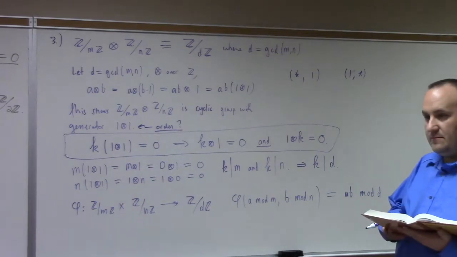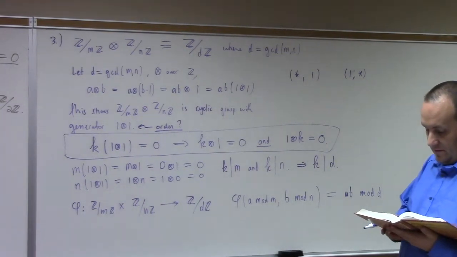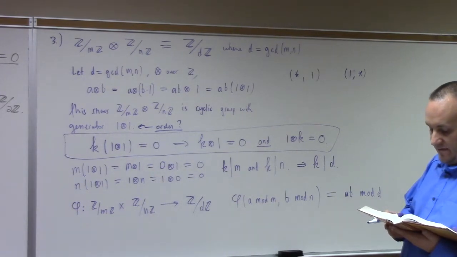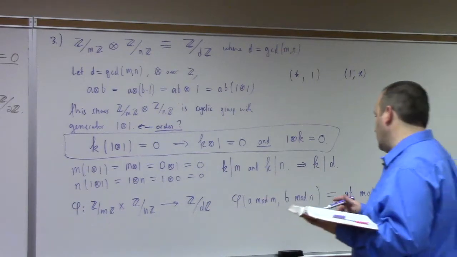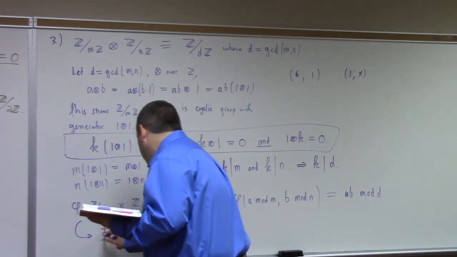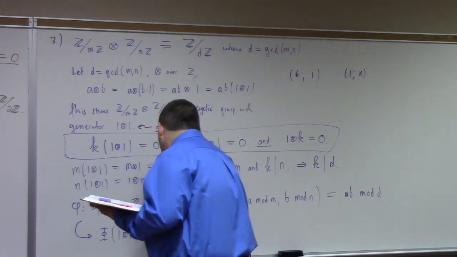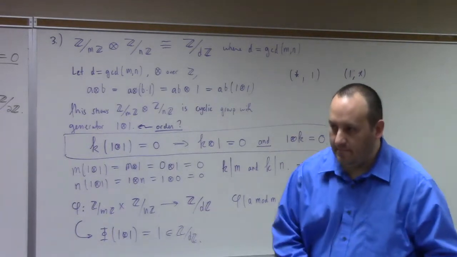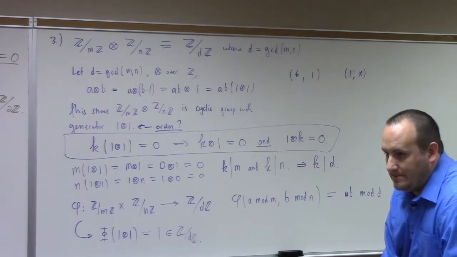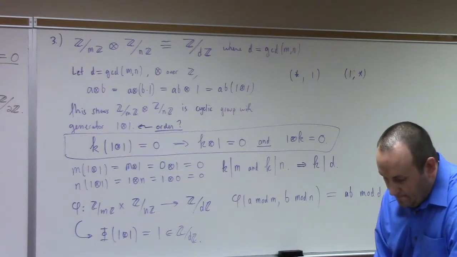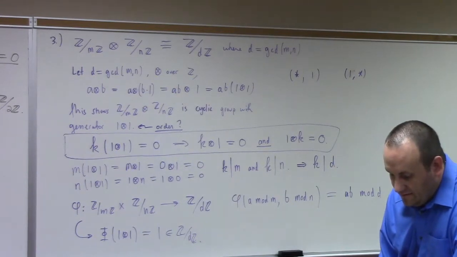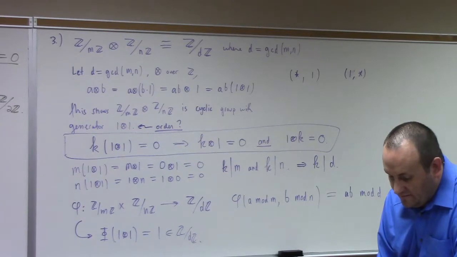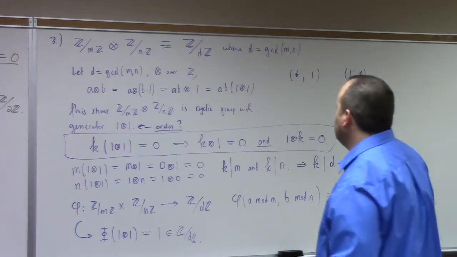It's clearly Z bilinear, and the induced map, big phi, from corollary 12 maps 1 tensor 1 to 1 in Z mod DZ. So the induced map phi maps 1 tensor 1 to 1 in Z mod DZ. But of course, 1 in Z mod DZ has what order? Order D. So in particular, Z mod MZ tensor Z mod NZ has order at least D. Thus, 1 tensor 1 is an element of order D. And this big phi, in fact, gives an isomorphism from the tensor product to Z mod DZ.